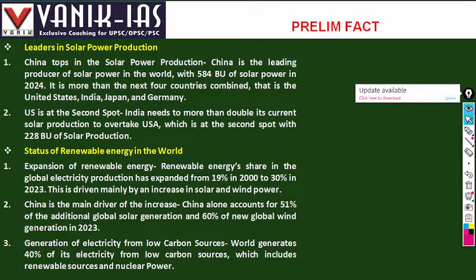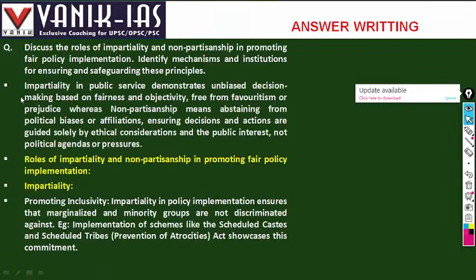Generating electricity from low carbon sources. The world generates 30% of its electricity from low carbon sources, which includes renewable sources and nuclear power.